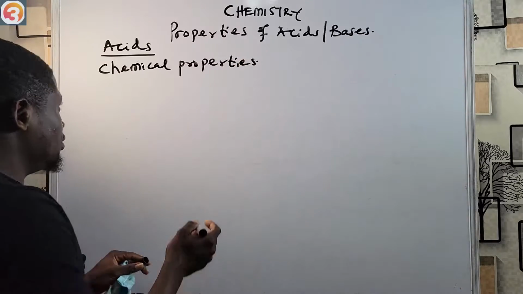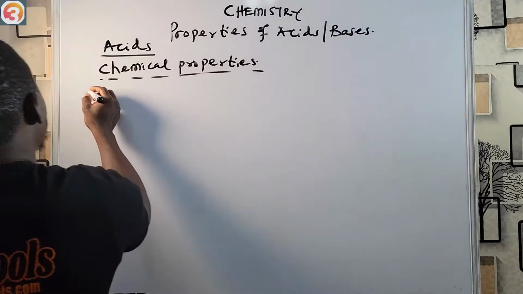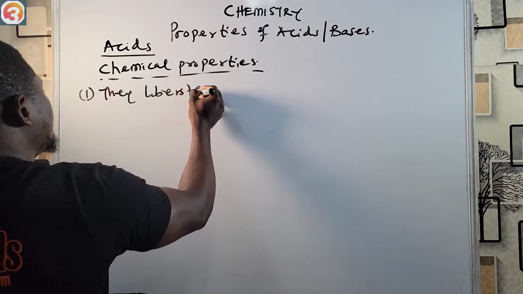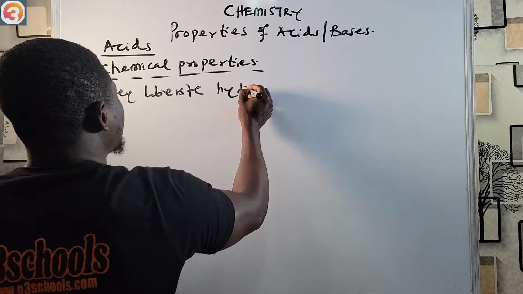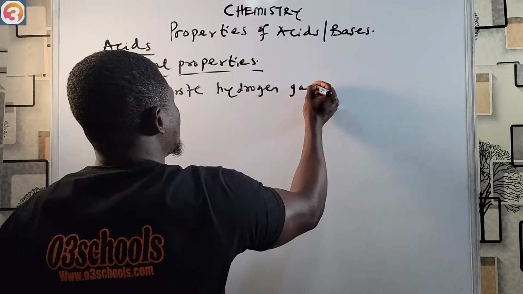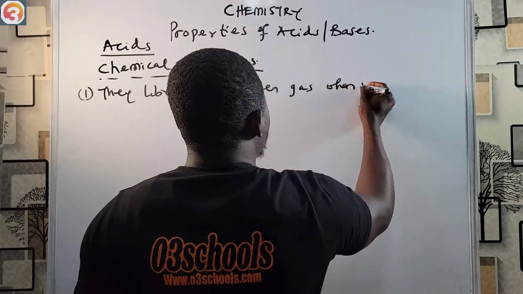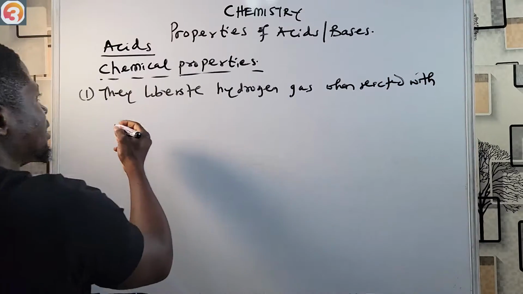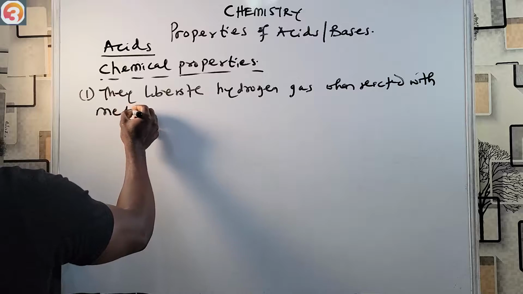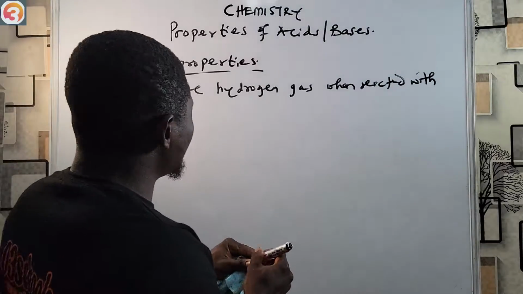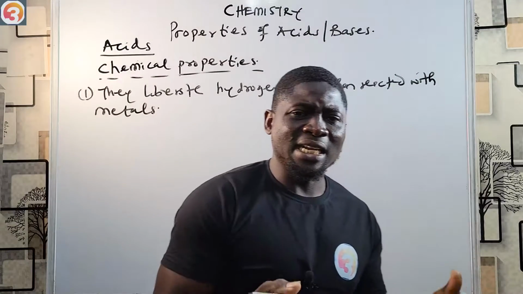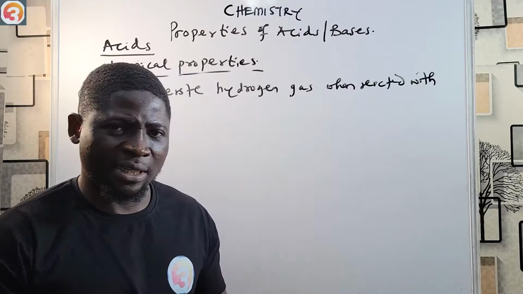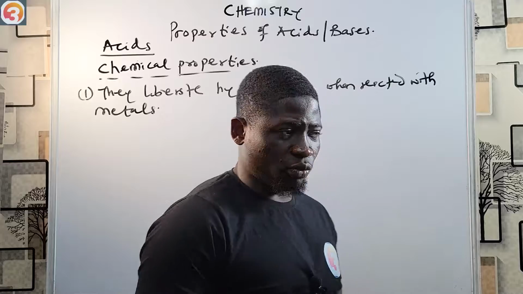All right, now number one, they liberate hydrogen gas when reacted with metals. Now, once an acid reacts with metals, they liberate hydrogen gas. That means hydrogen gas is liberated when acids react with metals.